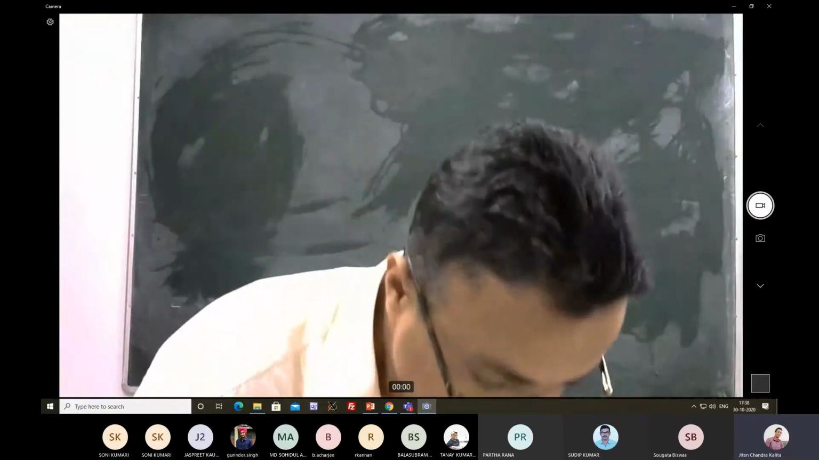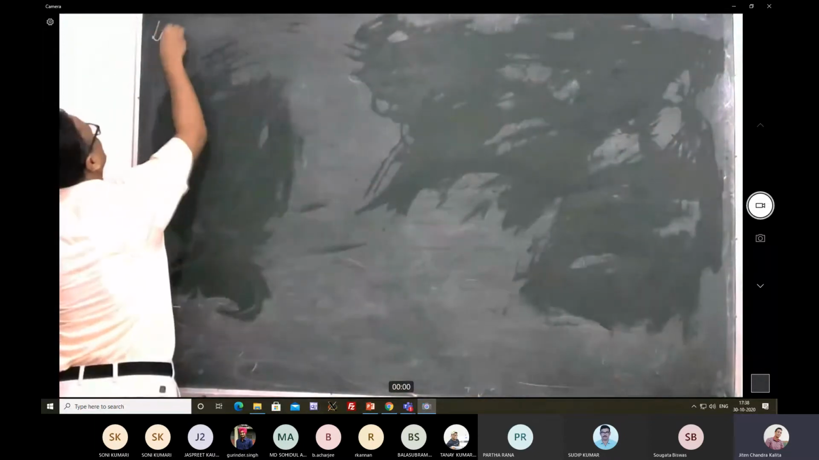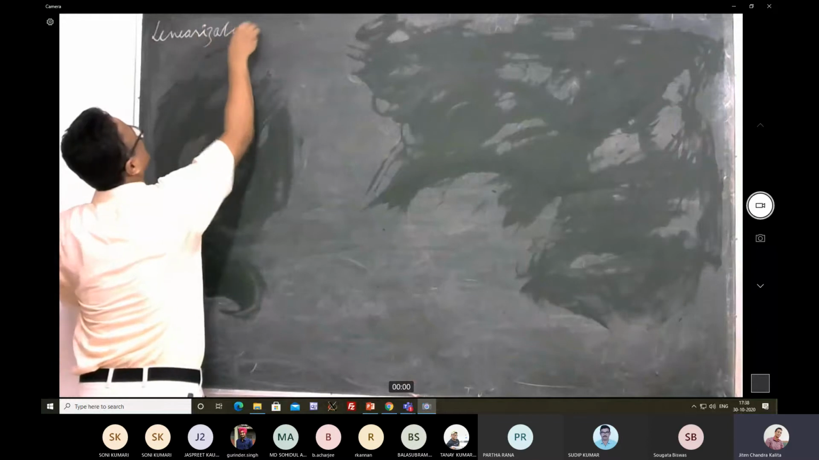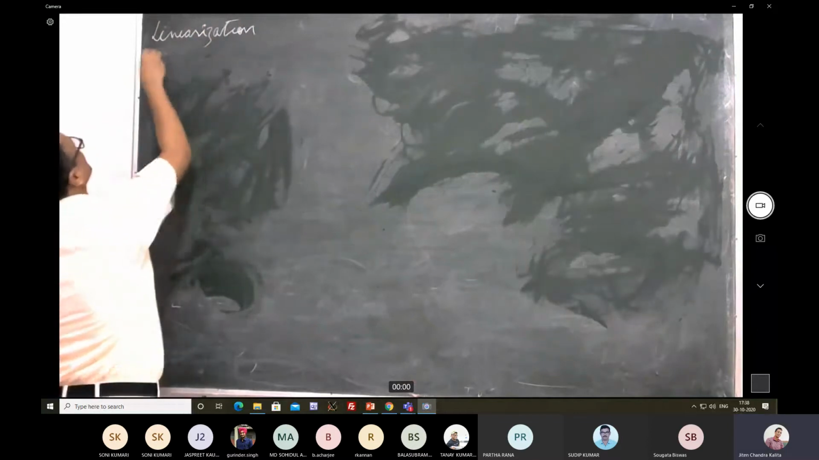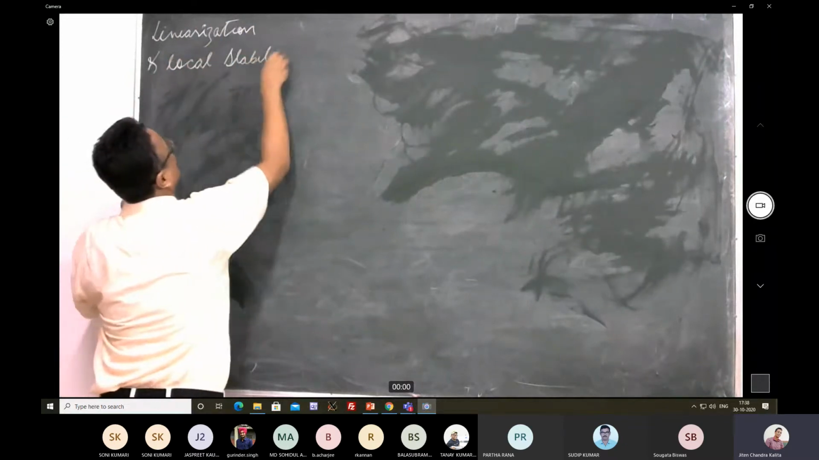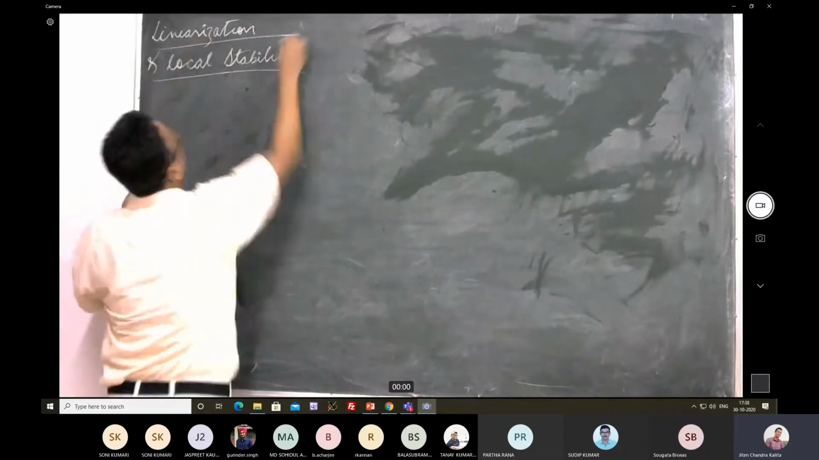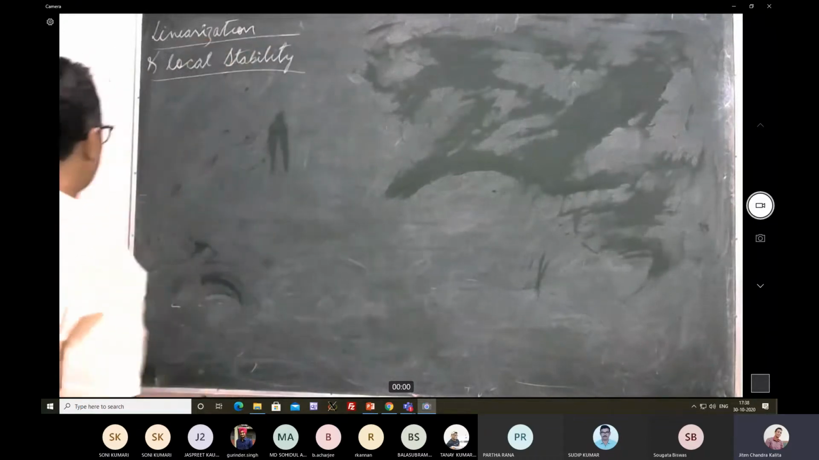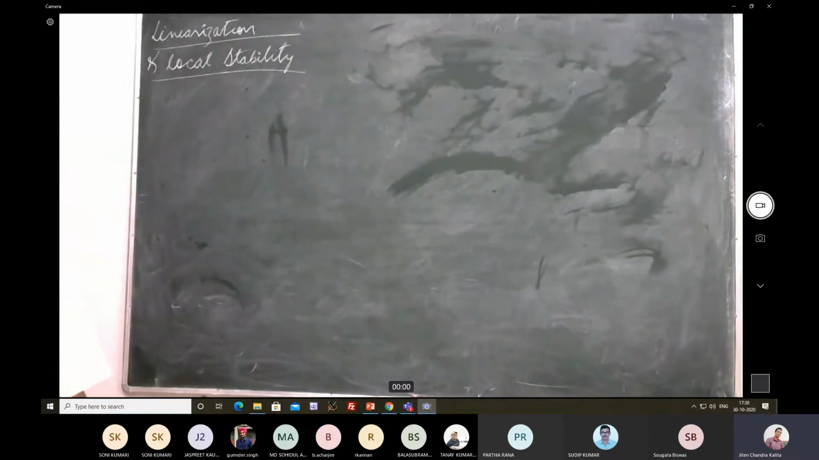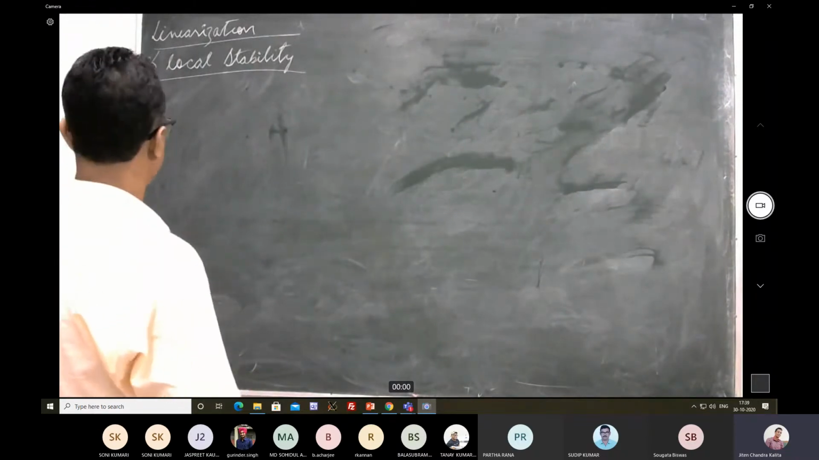So the next thing that we are going to do is linearization and local stability. Whether you write Z or S doesn't matter. In fact, I had already told you about stable and unstable earlier. I'll just show you a beautiful example.